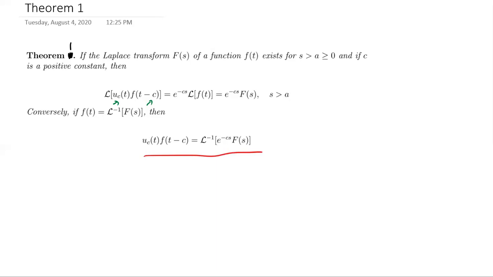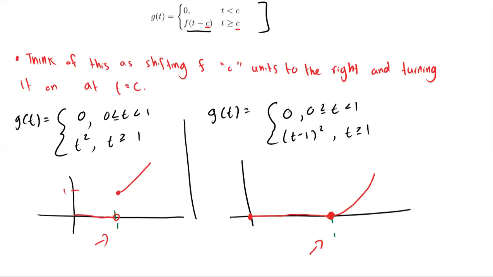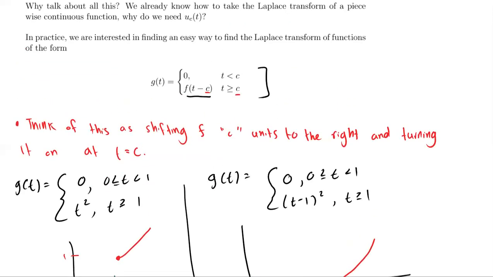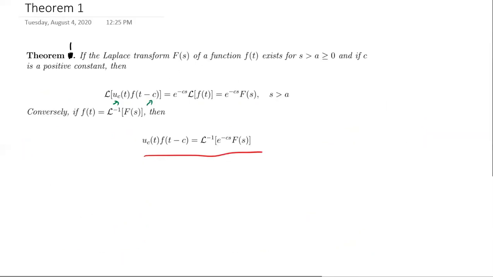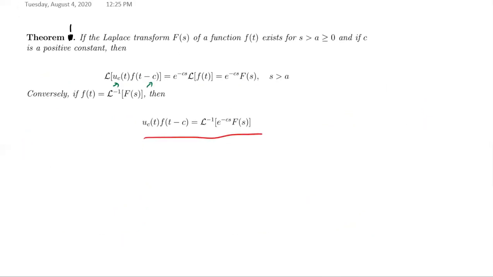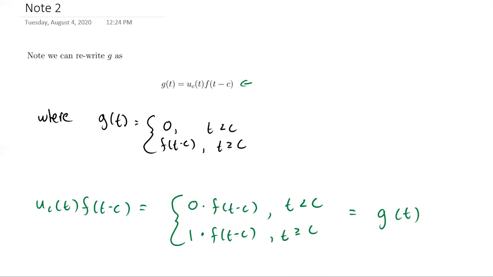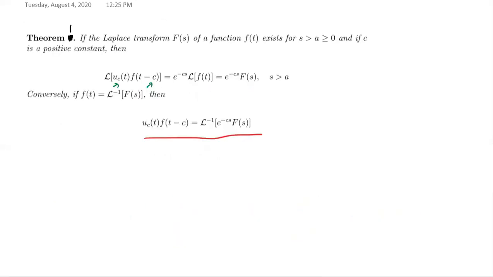So again, whenever you have a piecewise function, as in this example, where the shift matches whenever we're starting or switching on, so our shift c matches where we start, at t equals c, then we have a really nice formula to write g of t as a product of a step function with f shifted c units. And again, these c's have to match. From that, we get an easy calculation for the Laplace transform.